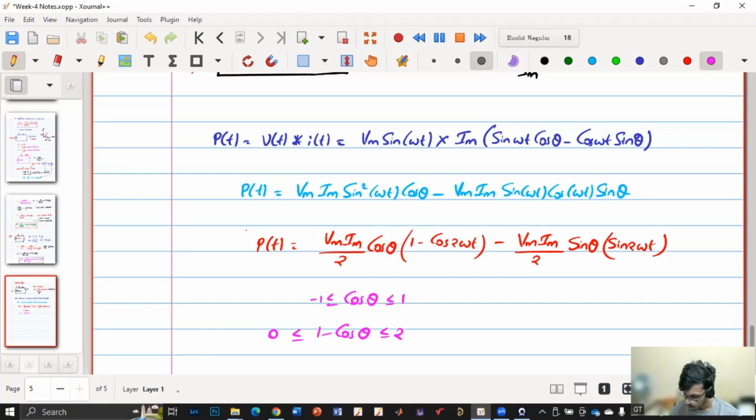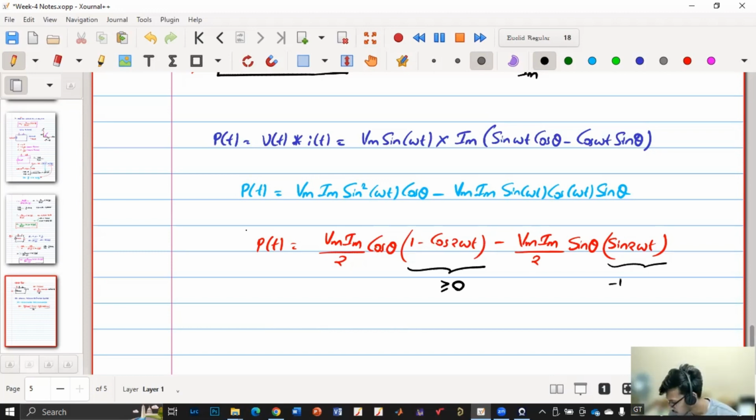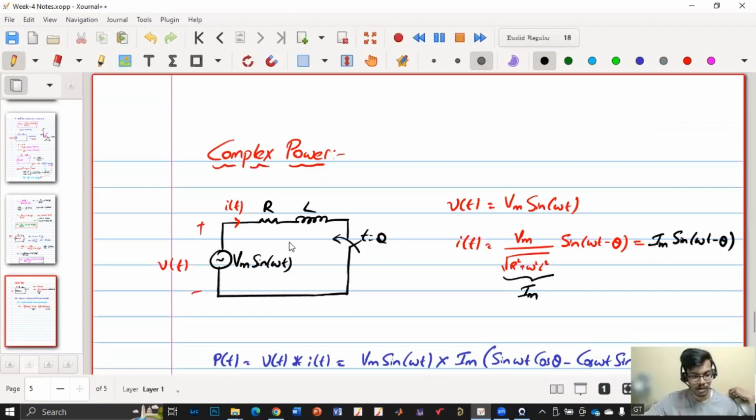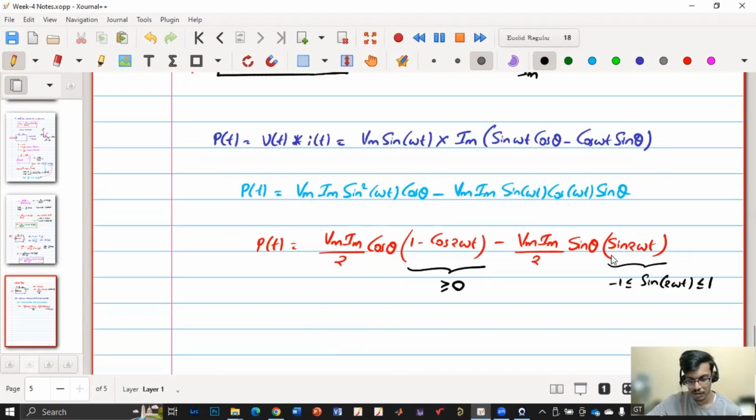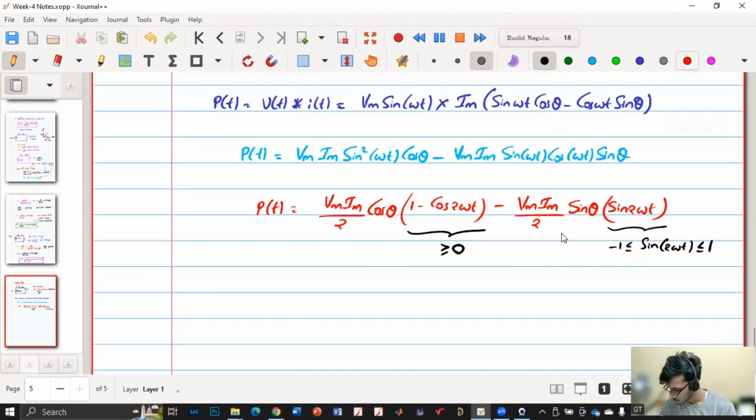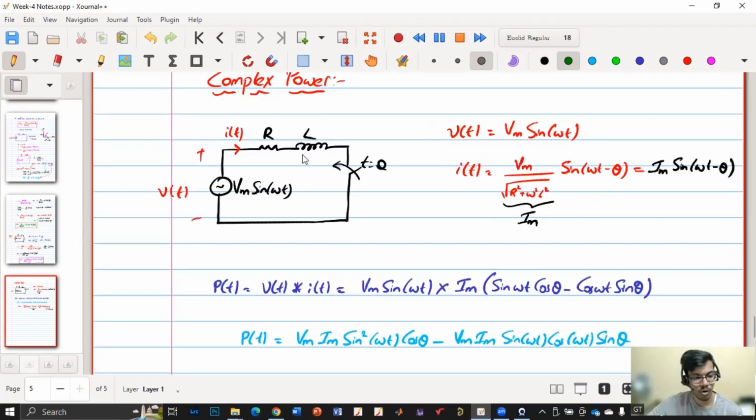Yes, sir. So we have two terms here, and we know that this term is always greater than or equal to 0 because it lies between 0 and 2. And this term could be greater than 0, could be less than 0 because it lies between minus 1 and 1. So in our power term, one term is always positive and the other may be positive, maybe negative. So this part is real power and this part is imaginary power, because real power cannot be negative. So the power that the source is supplying will always be positive.